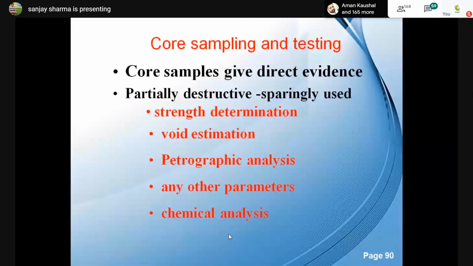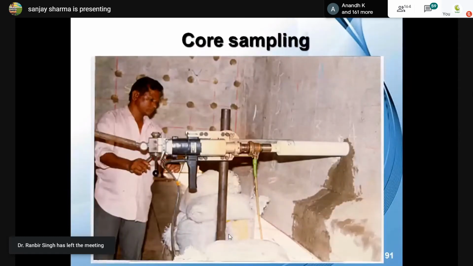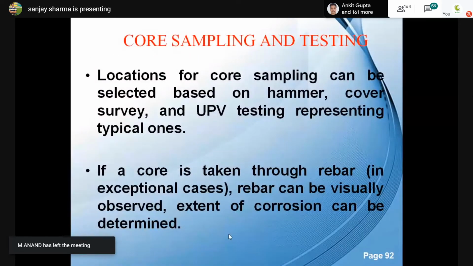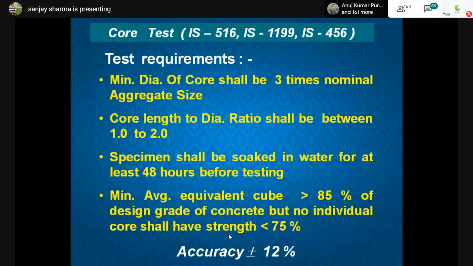I think I am going a little bit slow. So basically, core samples can be taken for strength determination, void estimation, petrographic analysis, chemical analysis, etc. This is shown here. Core sampling for the UPV test can also be done. For interpretation, we have to see what type of core we have taken: a good quality core, not corrosion prone, whether there are surface voids and low density.